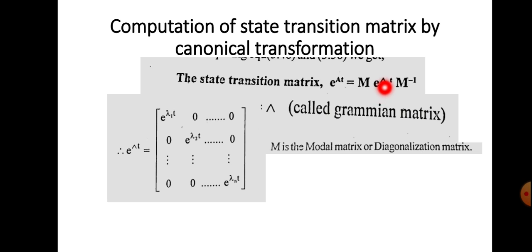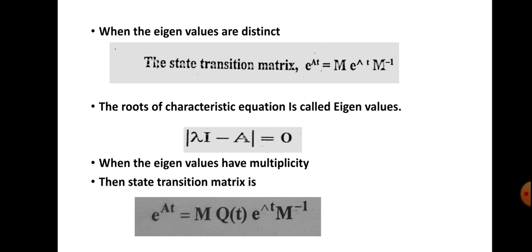Here it is e raised to gamma t, where e raised to gamma t has diagonal elements e raised to lambda 1 t, e raised to lambda 2 t, etc., up to e raised to lambda n t, where lambda 1, lambda 2, lambda n are all eigenvalues, and these eigenvalues are obtained from the roots of the characteristic equation, that is determinant of lambda I minus A, where A is the system matrix that you will be given in the question.